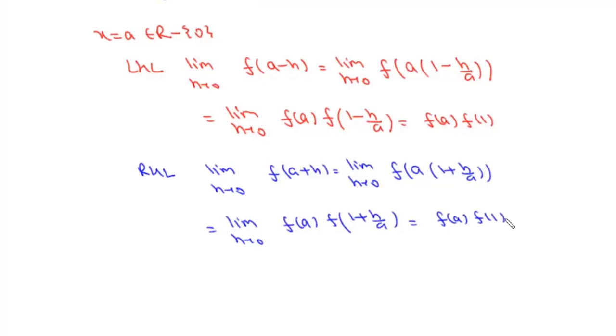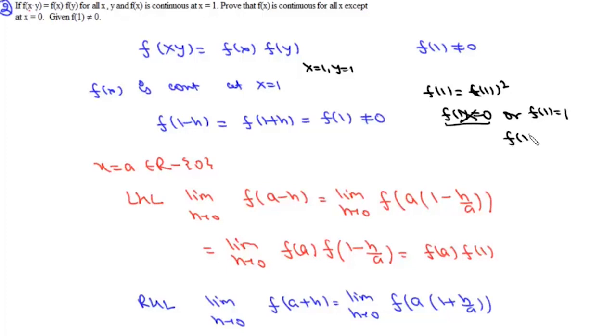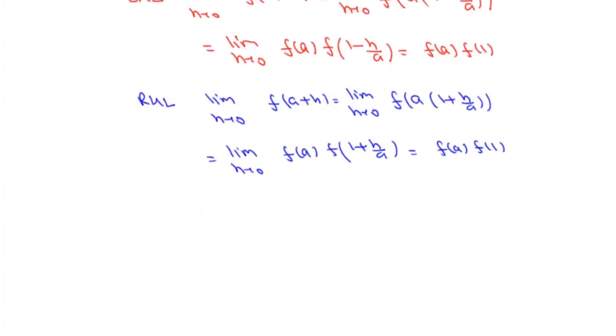Now if we look at this function again, we're given that f of xy equals fx into fy. Now if we put both x as 1 and y as 1, we can write f1 equals f1 square, which is a quadratic in f1. So from here we'll get this condition that either f1 is 0 or f1 is 1. Now f1 is unequal to 0, it is given in the question. So the only condition that we have here is that the value of f1 is 1. Now if we put f1 is 1, then this is fa and this is also fa.